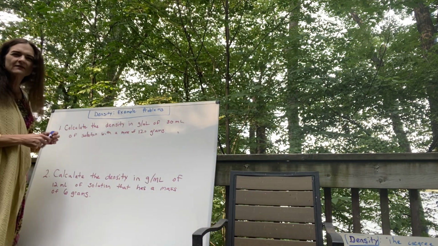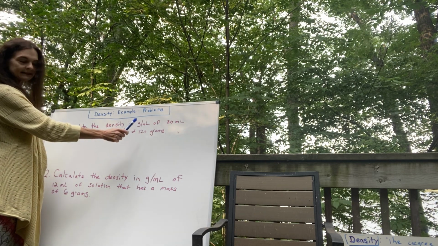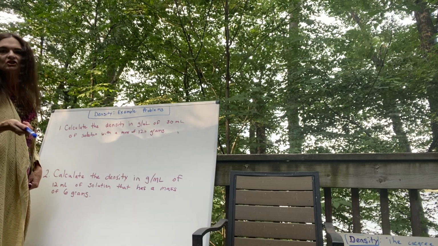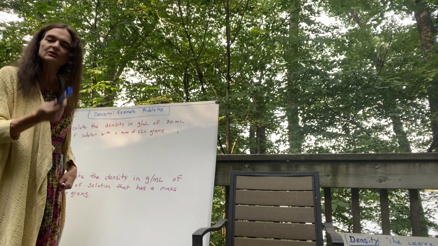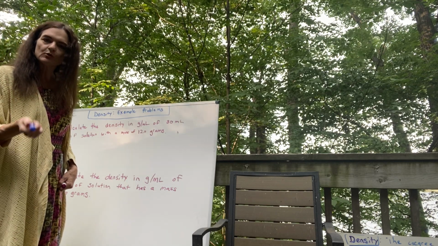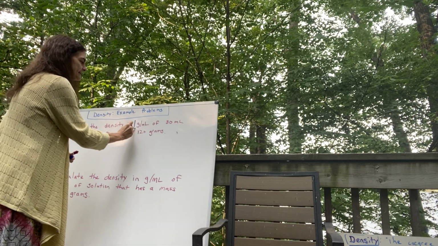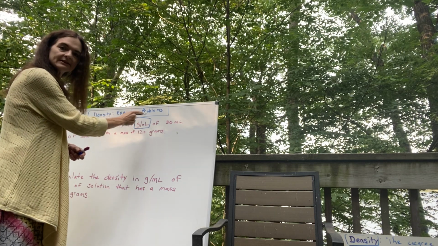Okay, so the first one: calculate the density in grams per milliliter of 30 milliliters of solution with a mass of 120 grams. In science also, using units and labeling your answer with units is very important, and you'll get points off if you don't do that. So this is a unit for density, grams per milliliter.